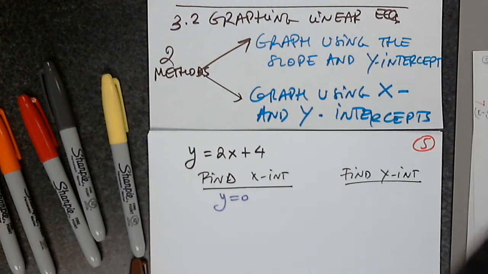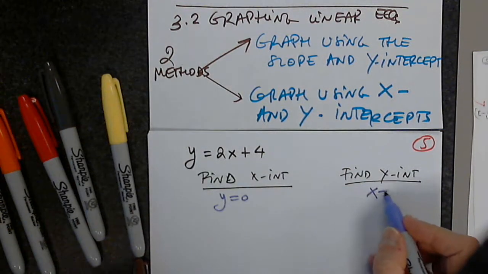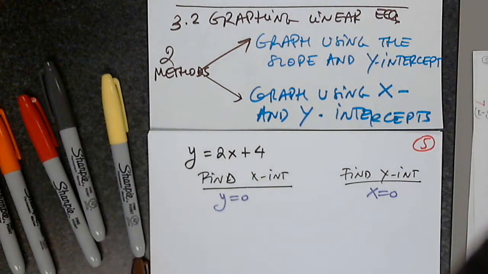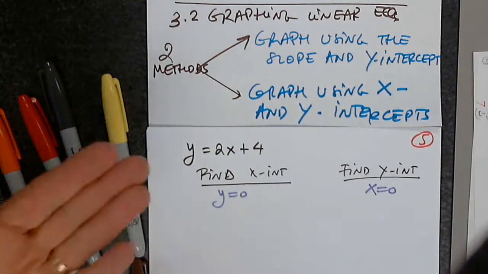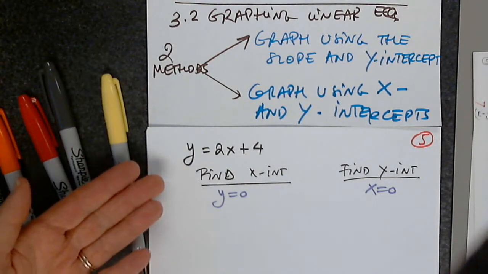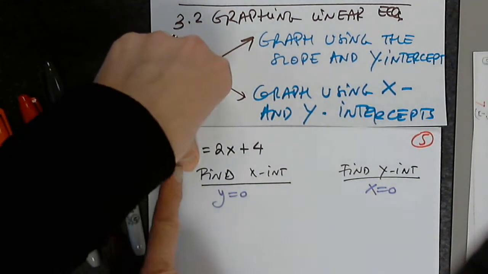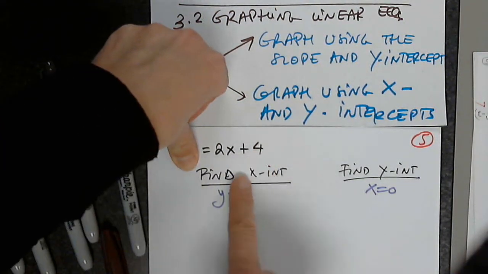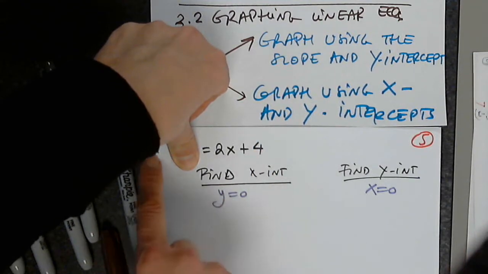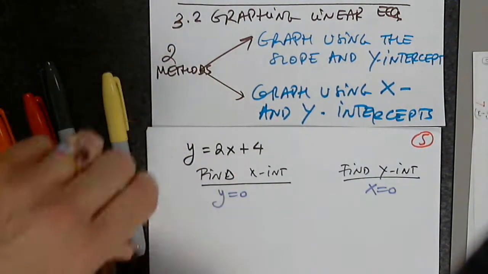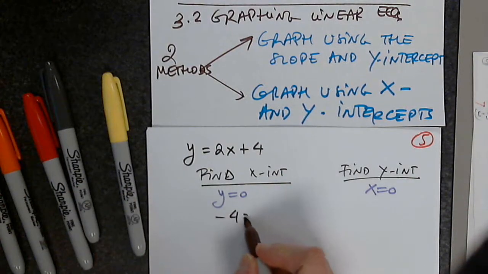X is 0. Yes, perfect. Very good. It's a vertical line, so that's x equals 0. Very good. So now, let's look at this equation. Here's what I advise my students to do. Y is 0, so then this is 0. I'm moving 4 to the other side. When I move 4 to the other side, what happens with 4? Yes. So I have then negative 4 equals 2x.